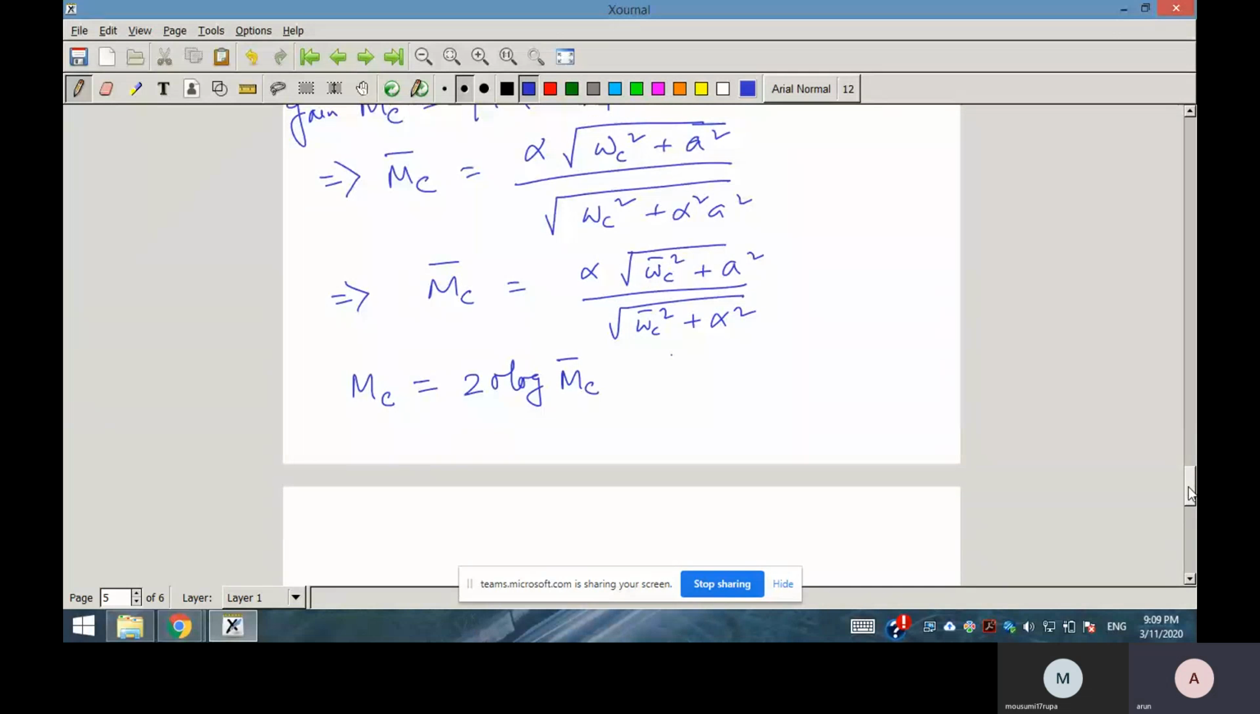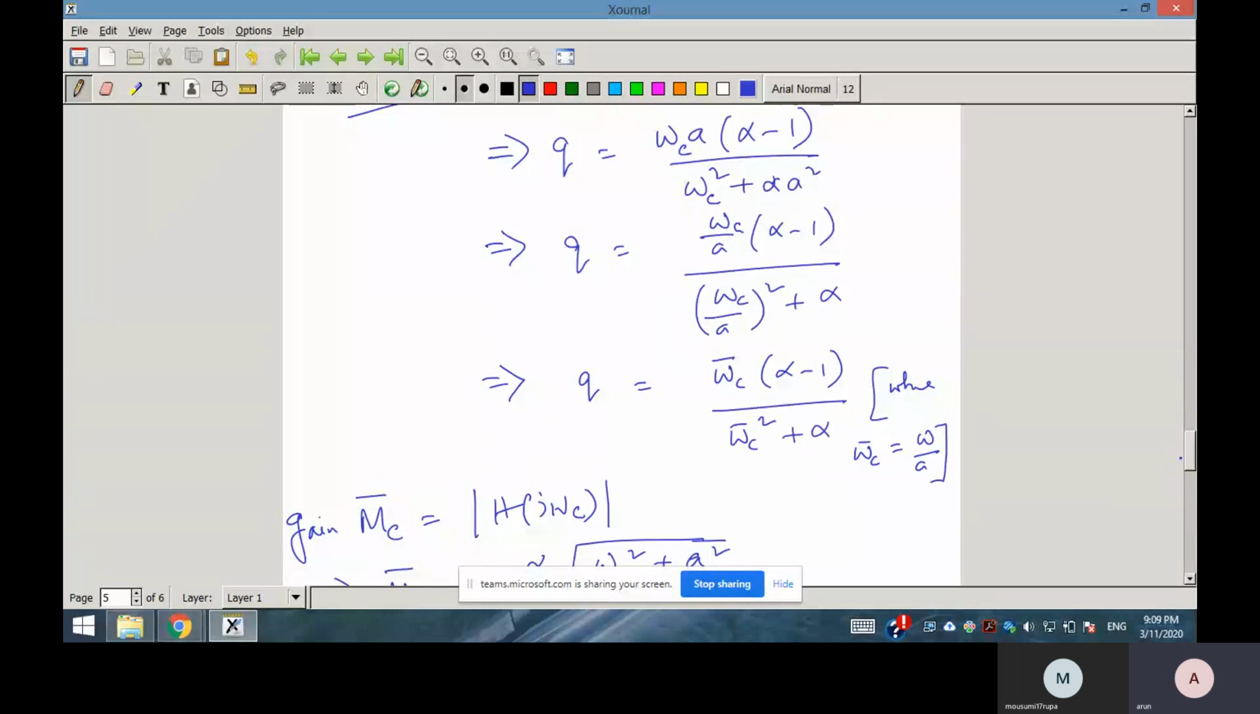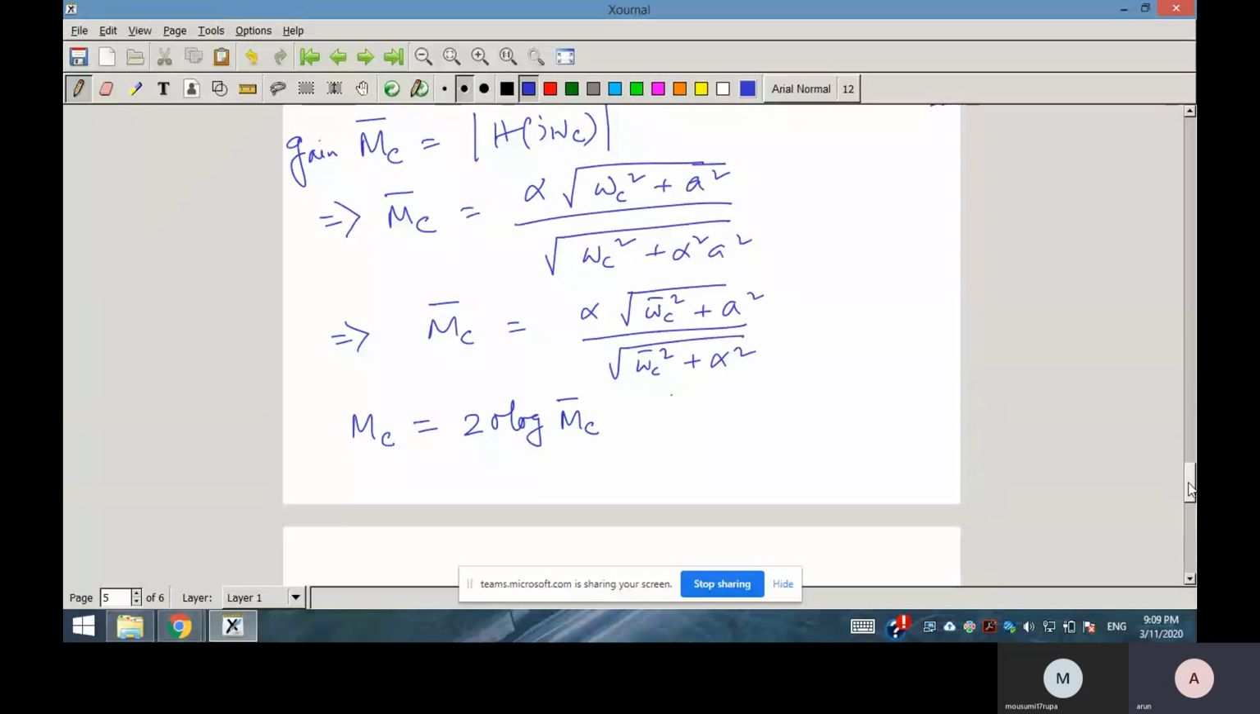Write like this. I think what is your MC? MC expression is correct. MC expression, yes, alpha into this one. So now what is your MC bar? 20 log MC bar. So this is equal to 20 log of alpha into root under omega c bar square plus a square divided by root under omega c bar square plus alpha square.